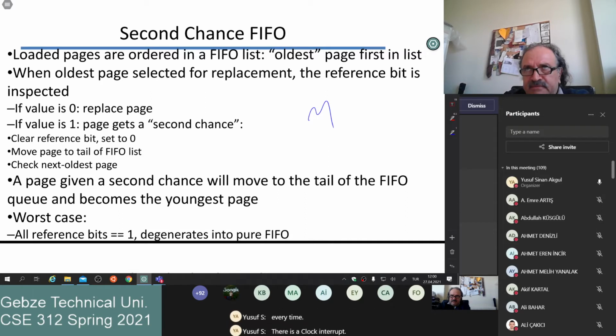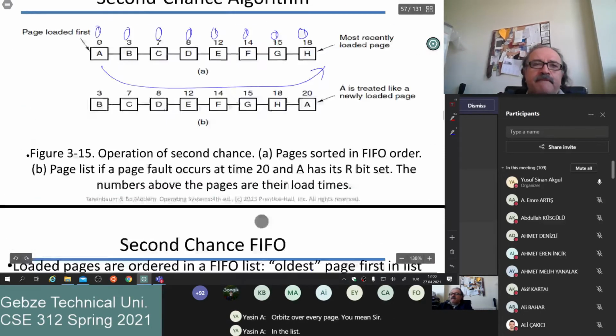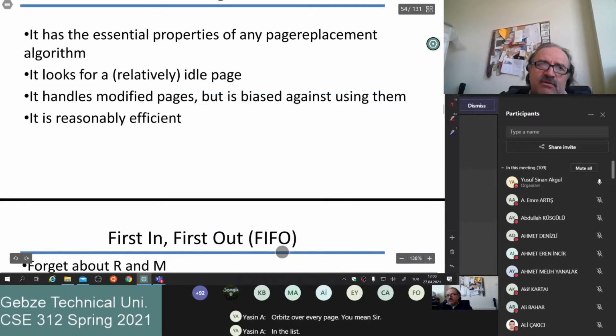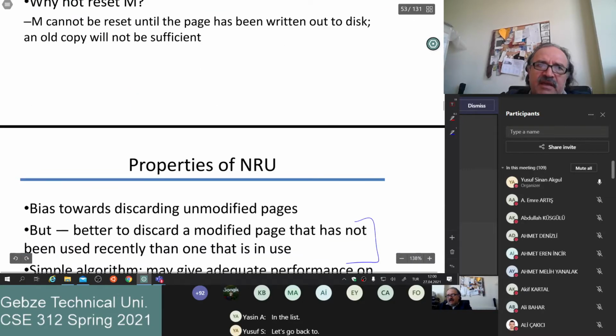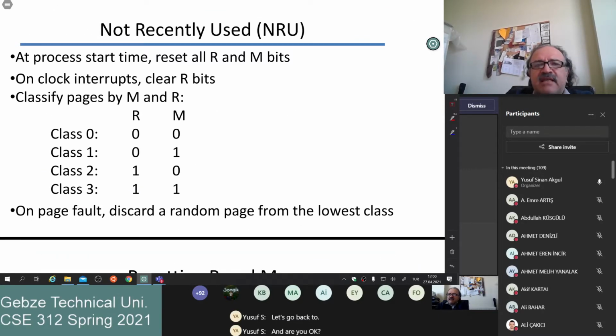For the newly loaded page, yes, we have to. I am talking about the clock interrupts. Do we clear the R bits at every clock interrupt? R bits of every page, you mean, sir, in the list? Let's go back to NRU, okay? NRU says that on clock interrupts, we clear all the R bits. Are we doing the same thing for second chance FIFO?